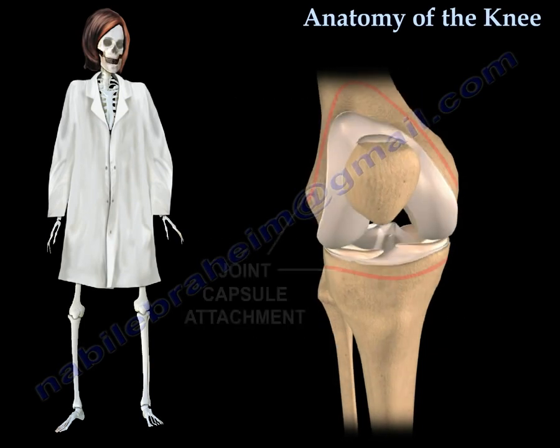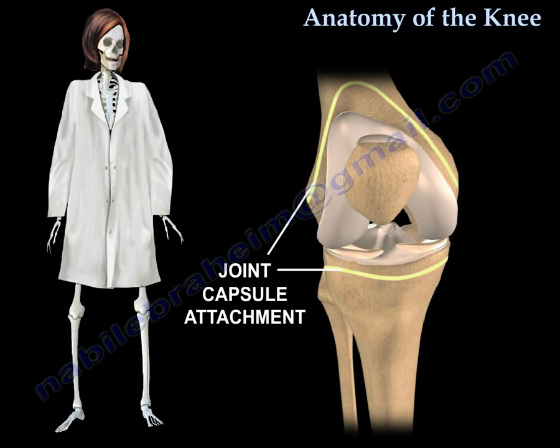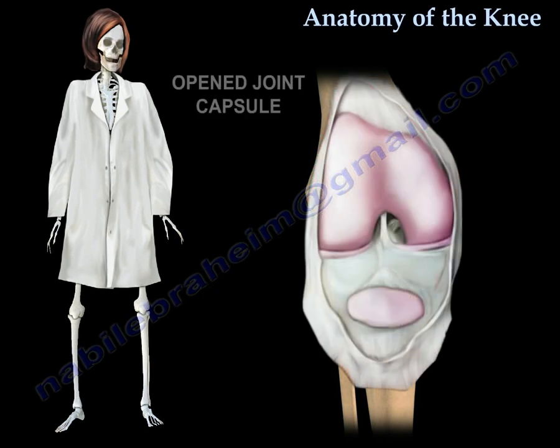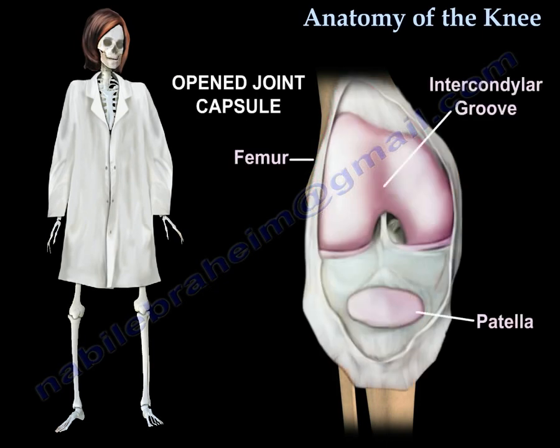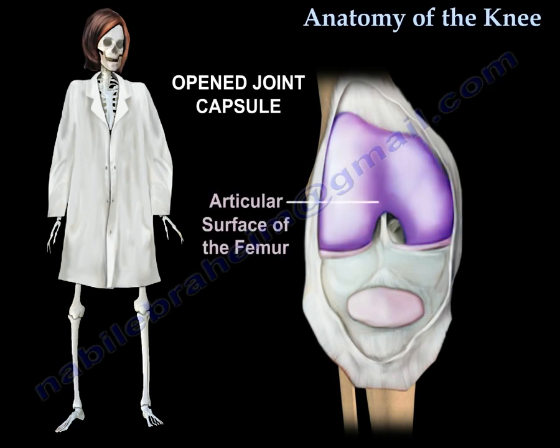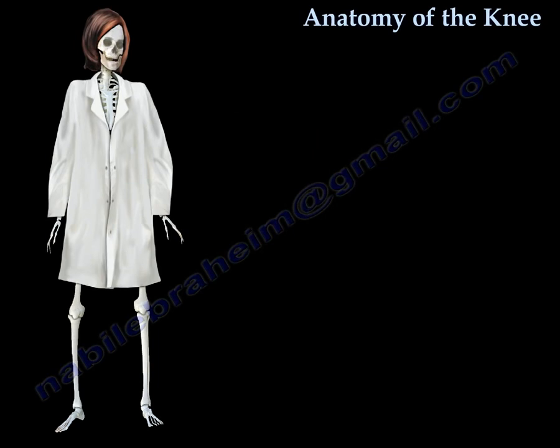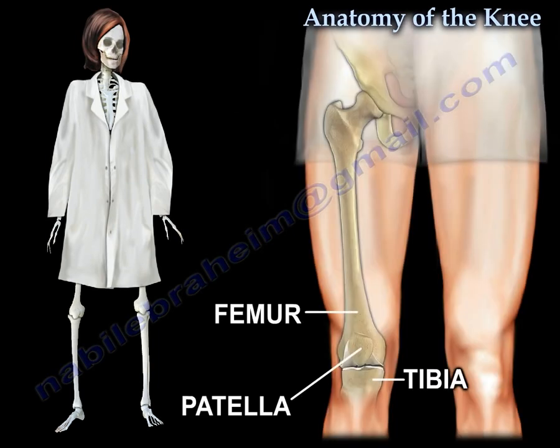The knee joint capsule is a thick ligamentous structure that surrounds the knee joint. The capsule can contain fluid that may cause painful swelling of the knee joint. If you open the joint capsule, you will find the articular cartilage of the femur and the articular cartilage of the patella. The cartilage within the knee joint allows for smooth movement between the femur, tibia, and the patella.